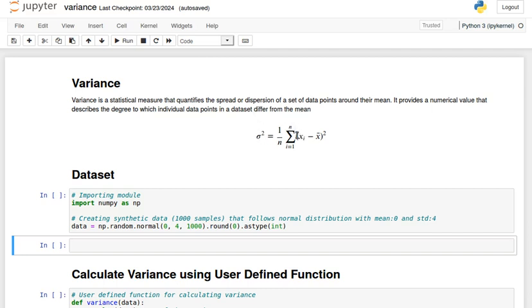So for calculating a variance, we first have to find the squared difference between the mean and individual data points, then calculate the sum of the squared differences, and then divide it by the number of samples we have. So using this formula, we can calculate the variance. This formula is quite similar to standard deviation, except that it doesn't have the square root.